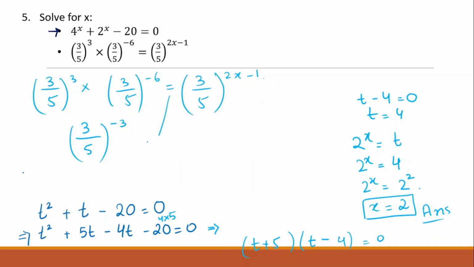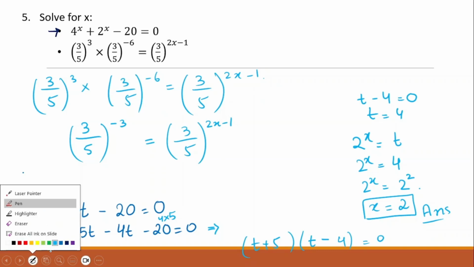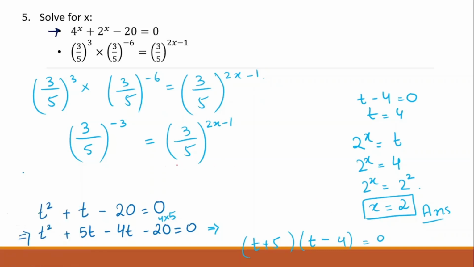And then the equal sign, 3 to the power 5 to the power 2x minus 1. If you see here, this is the same as the previous question, right? Both the sides are equal to each other and their bases are the same, so you can take the exponents equal to each other. Negative 3 will be equal to 2x minus 1.